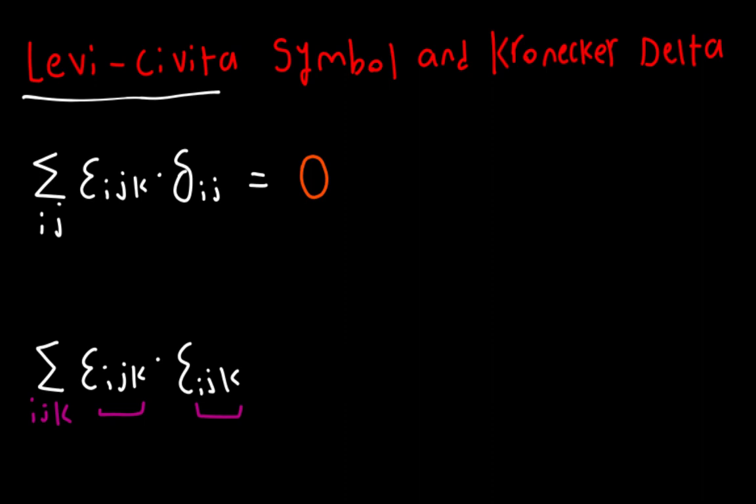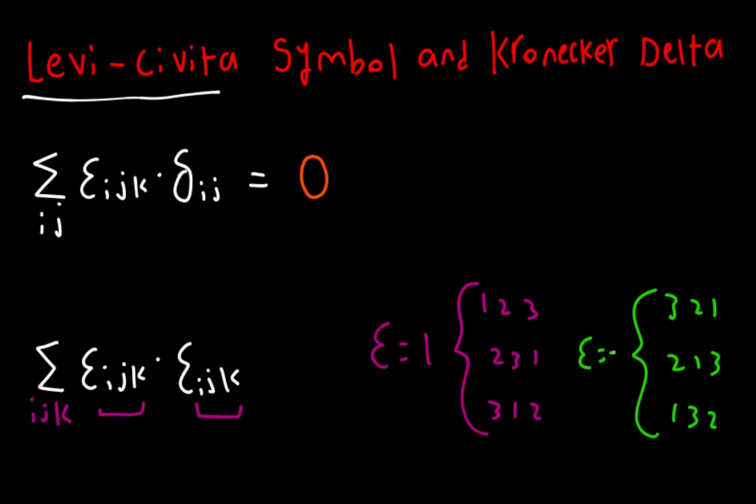We had a rule for cyclic permutations where if your values were 1, 2, 3, 2, 3, 1, or 3, 1, 2, your epsilon was going to equal positive 1, right? And then if your values were 3, 2, 1, 2, 1, 3, or 1, 3, 2, your epsilon was going to equal negative 1. Now, you can go ahead and write these numbers down, or you can just use the cyclic permutations to calculate these, which I think is better, but you can write these down if you want to, and just see that it's going to be negative 1 in the case of these terms here, or positive 1 in the case of these terms here.